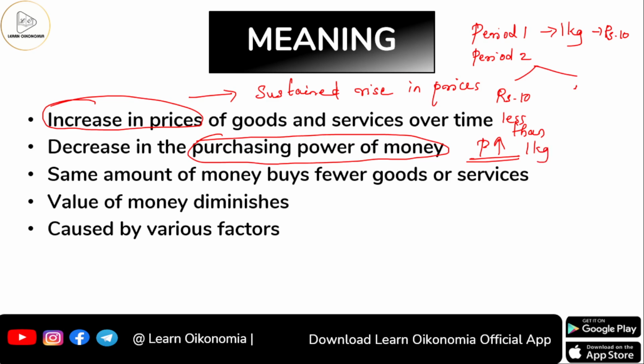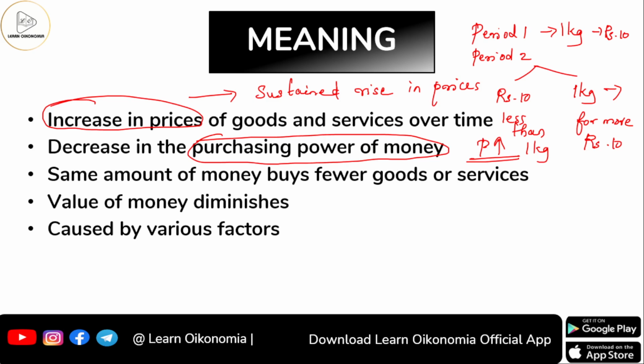Or else, if you want to have 1 kg, you will be getting 1 kg for more than rupees 10. So, either you need to pay more than rupees 10 to get 1 kg, or, if you are paying only rupees 10 today, you will be getting less than 1 kg. So what is happening? The purchasing power of money is getting down, isn't it?